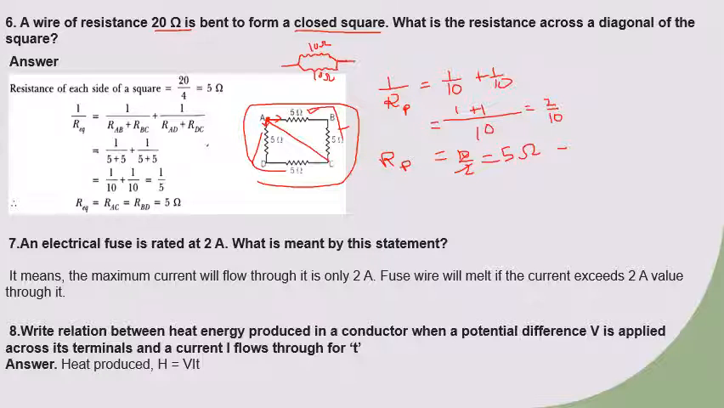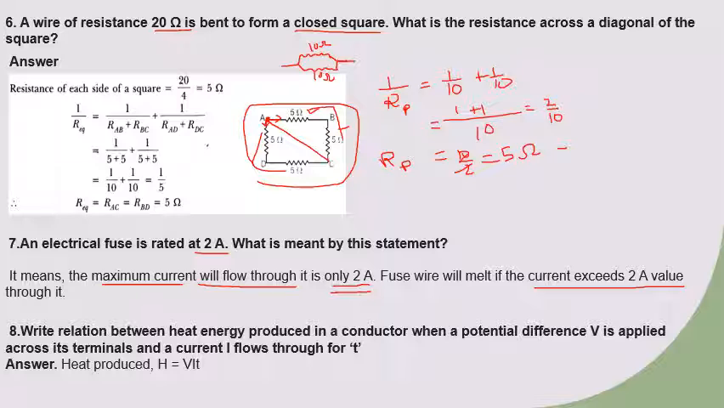An electrical fuse is rated at 2 ampere. What is meant by this statement? It means the maximum current that will flow through it is only 2 ampere. So we have to be very careful while putting the equipment that the electric appliances should not make the current flow through that circuit more than 2 ampere. Fuse wire will melt if the current exceeds 2 ampere. If the current flowing through that circuit exceeds 2 ampere, that fuse wire will melt. Okay.